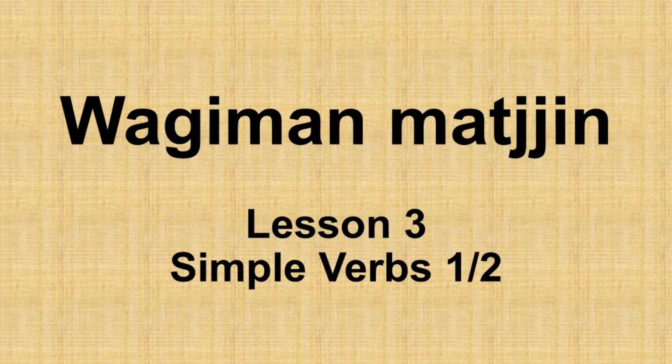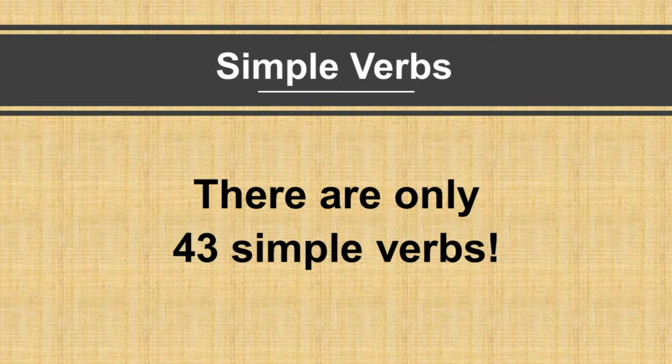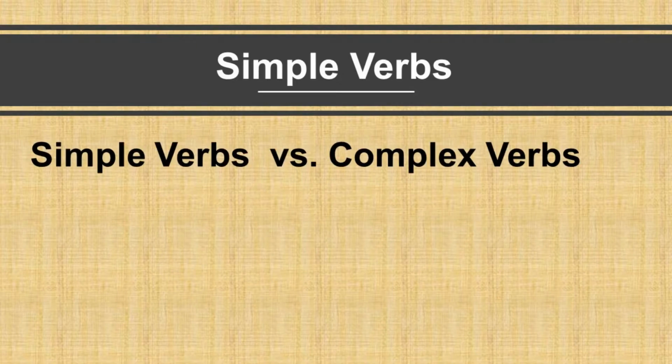The interesting thing about this language is that there are only 43 simple verbs. So how can you express everything in the language with just 43 verbs? You cannot possibly express all concepts in the world with just 43 verbs. How would that work? Well, the trick is that there are simple verbs and complex verbs.